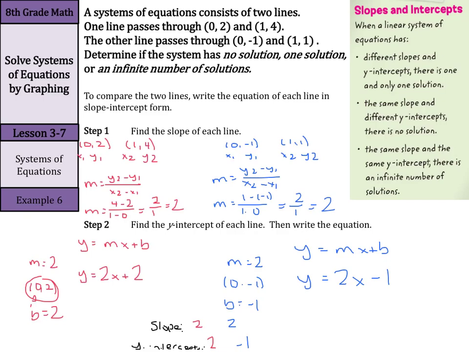So let's recall what that means. If we have the same slope, which is what we have, and different y-intercepts, which is what we have, there is no solution. All that work just to get an answer of no solution. So our answer here is no solution.